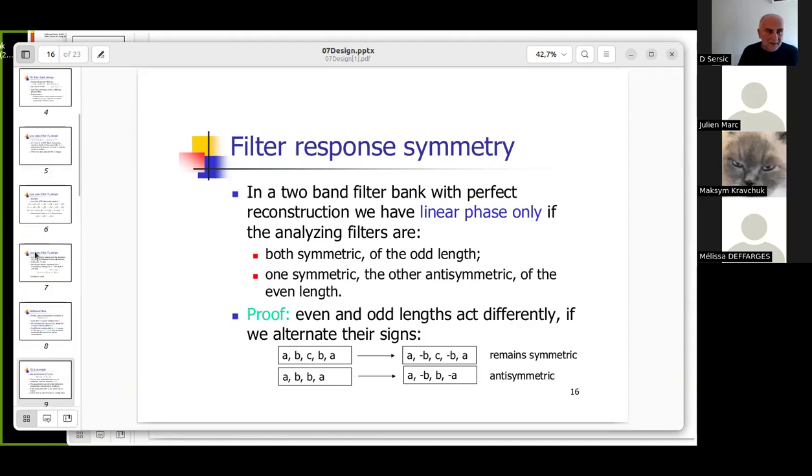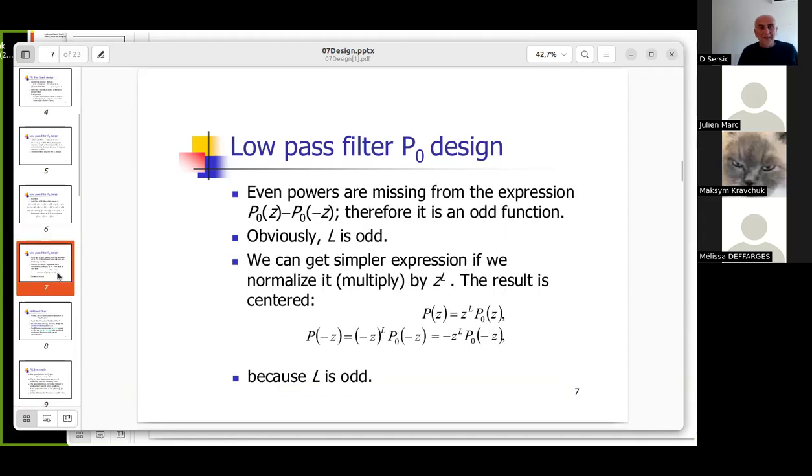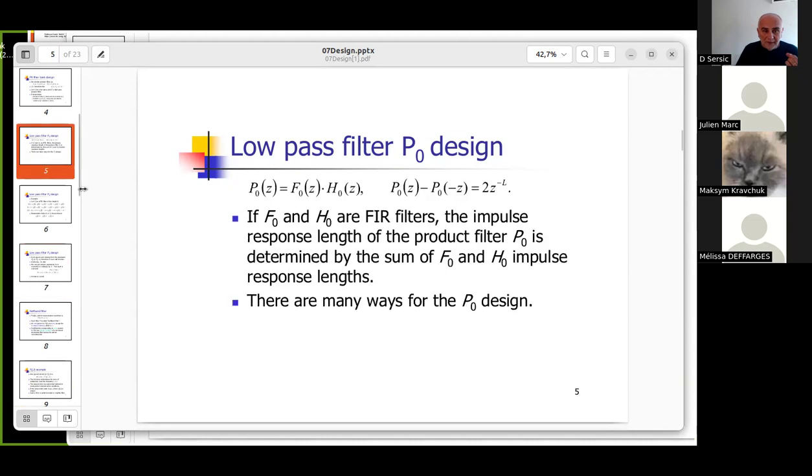Sorry, I jumped somewhere, who knows where. Notice that even powers are missing from the expression, so the result is an odd function. Obviously, L must be odd, 1, 3, or 5. To get a little bit simpler expression, we can multiply both sides, left hand and right hand side, by z to the power of L. If I multiply such an equation, left hand side and right hand side, with z to the power of L, on the right hand side will remain only 2.